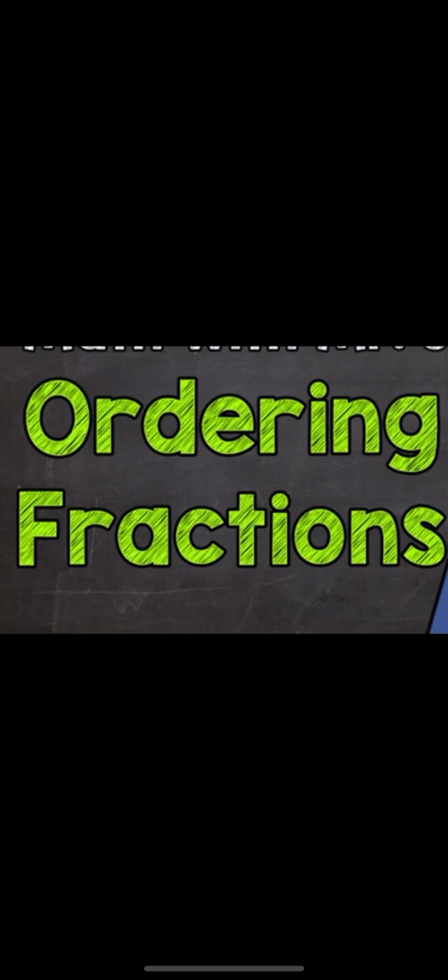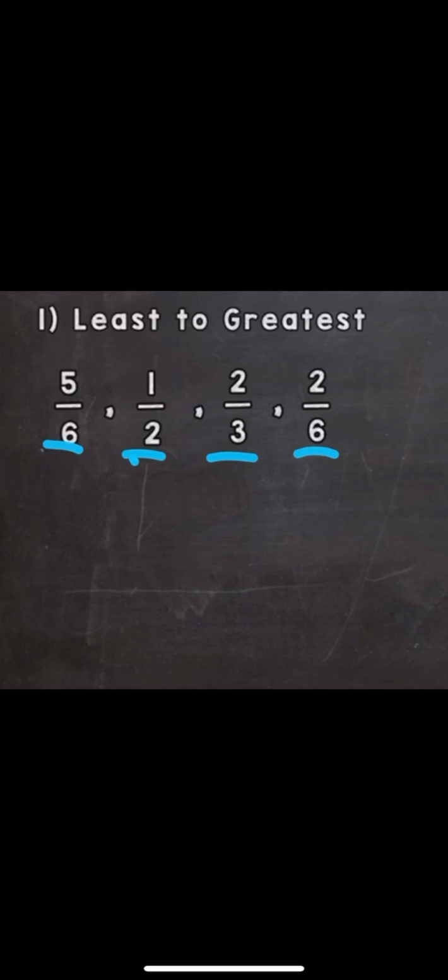Let's start first by ordering fractions. We have this example and we should order these fractions from least to greatest. As you see, we have many fractions here and not all of them have the same numerator or the same denominator. What should we do first? Remember, girls, when you want to order fractions and also mixed numbers from least to greatest or greatest to least, you should have the same denominator.